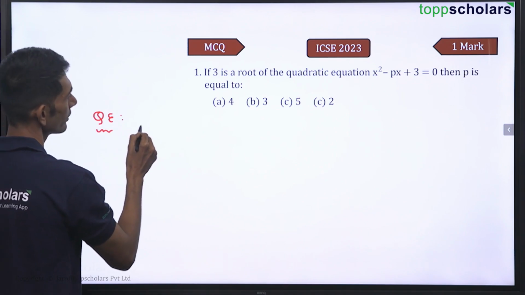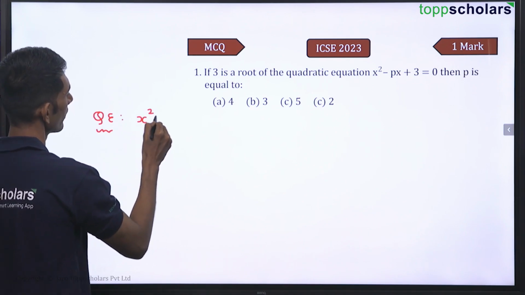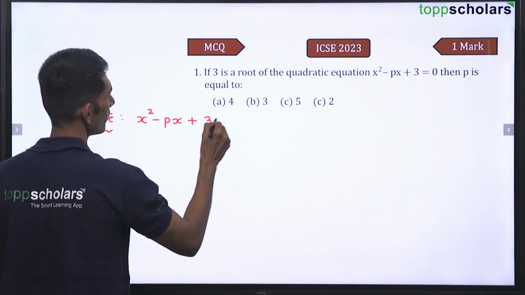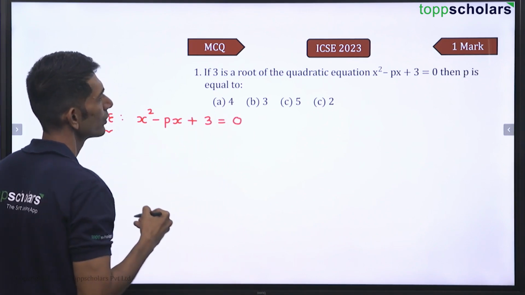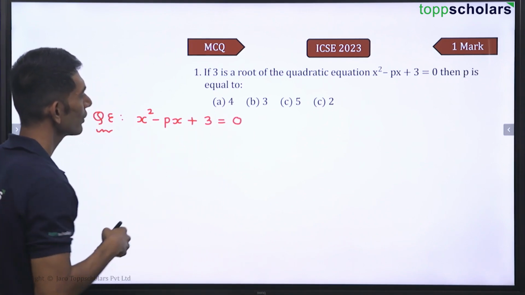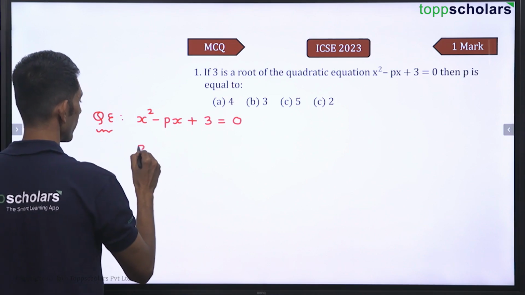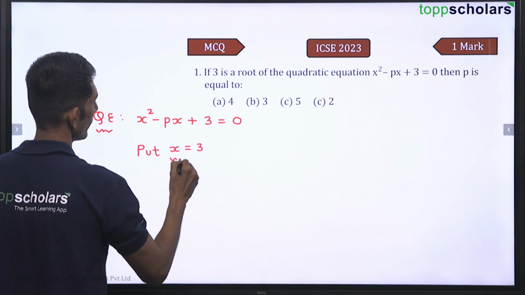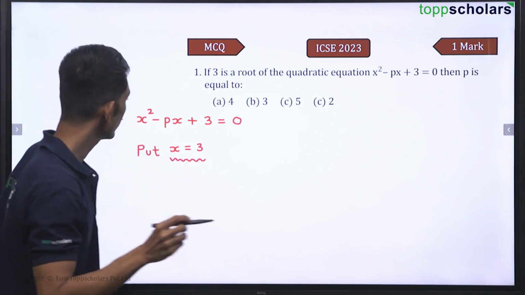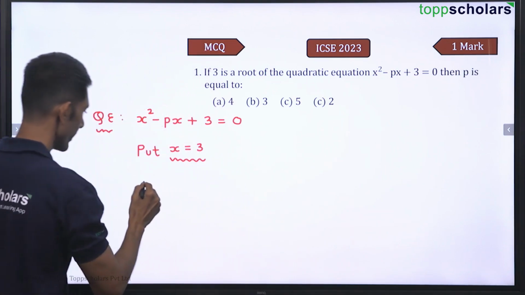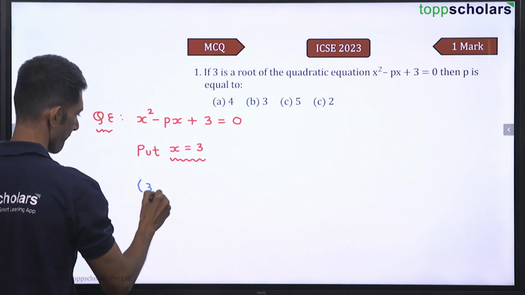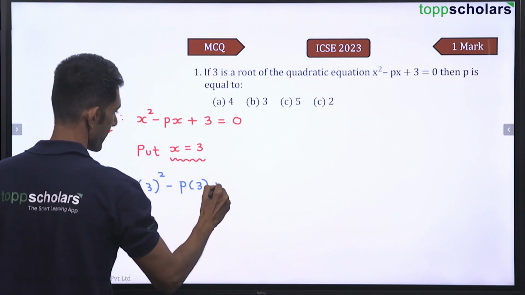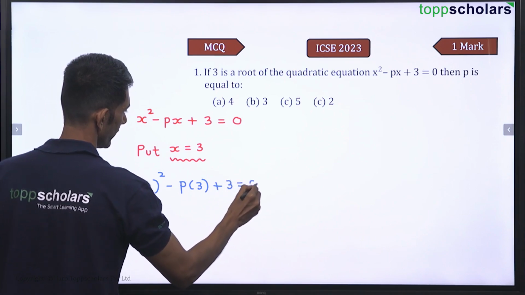The given quadratic equation is x square minus px plus 3 is equal to 0, right? So 3 is the root of the quadratic equation. So can I say put x equal to 3? So if I put x is equal to 3 here, I will get 3 square minus p into 3 plus 3 is equal to 0.